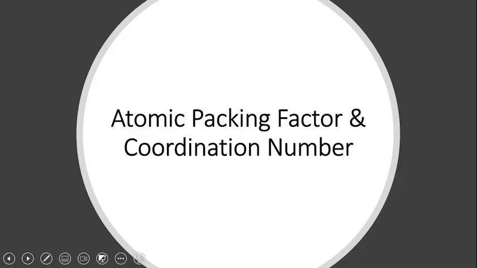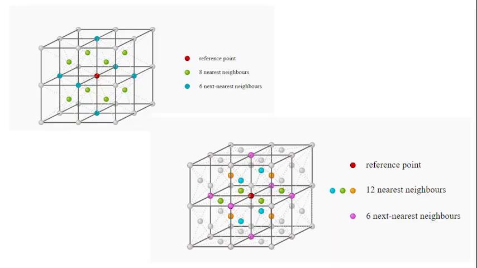Now, atomic packing factor and coordination number, as we have already seen. Can you tell me which lattice this is? Body centered cubic. Okay, good. And which one is this? Face centered. Right. This is the diagram I added in this presentation just to show you how we calculate the nearest neighbors. BCC has 8 nearest neighbors and FCC has 12 nearest neighbors.